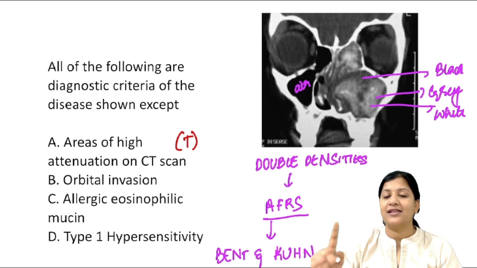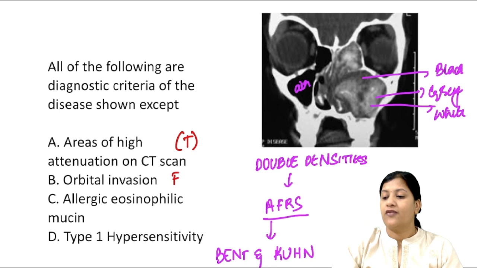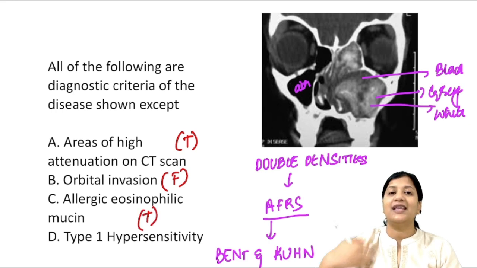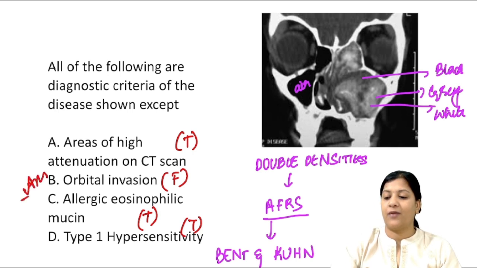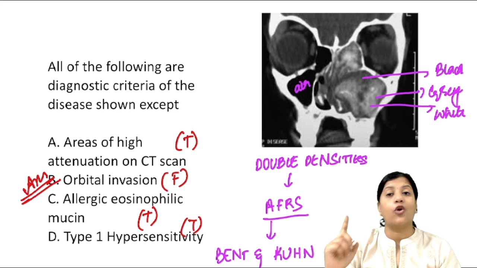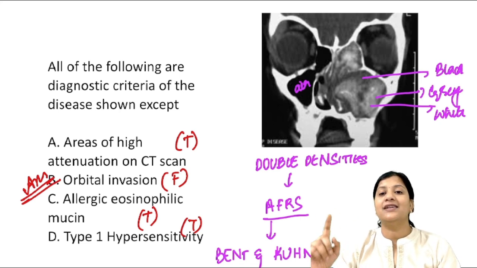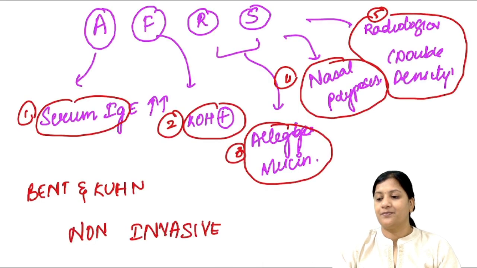Invasion, is AFRS an allergic and invasive disease? No, it's not invasive. So this is false. Will you see allergic eosinophilic mucin in the nose because of rhinitis and sinusitis? Yes. And when we say allergic, should there be a type 1 hypersensitivity reaction? Yes. So all of them are true except orbital invasion, because it is a non-invasive fungal sinusitis. And when we say non-invasive, it doesn't involve the orbit, doesn't involve the brain. So it is a non-invasive form of fungal sinusitis.